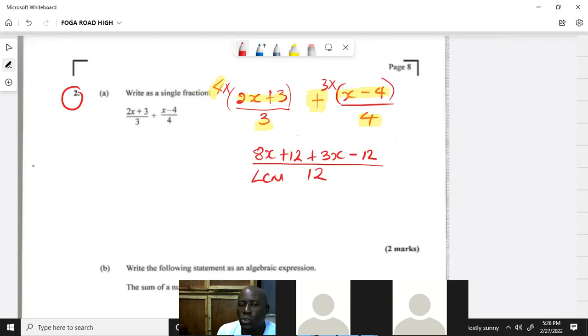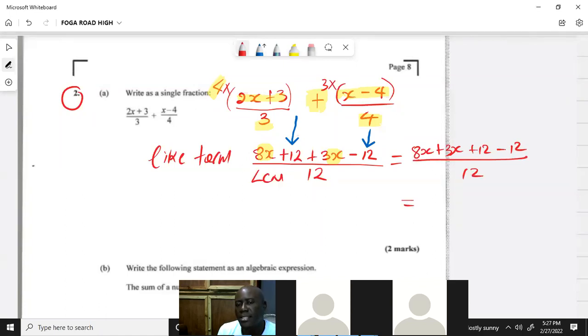So now we want to group up like terms here. There are like terms on top. For example, 8x and 3x are friends. Positive 12 and -12 are friends. So let us just finalize them. I'm just writing the step for your sake. Grouping them, you would definitely see that the answer is 11x over 12, because positive 12 and -12 are gone. So this is the answer. All right. So we did another algebra fraction.